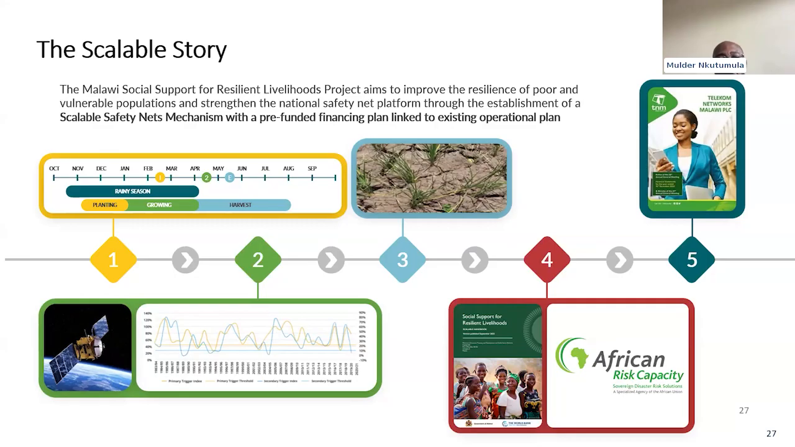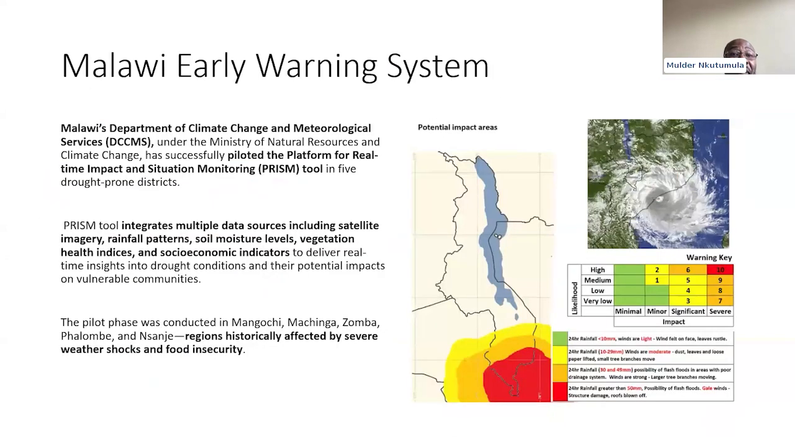Then we have our own scalable mechanism handbook that we use as pre-agreed guidelines. Then we also use e-payment, digital payment, so that the communities are able to get their resources. Next slide, please.